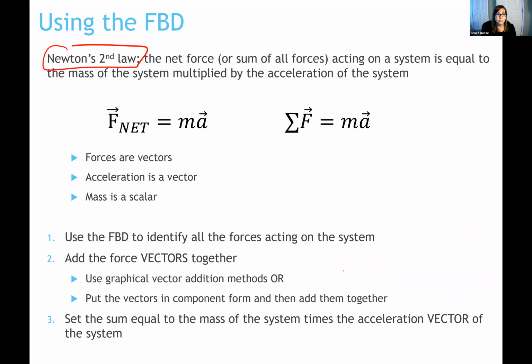But that's the idea. We use this free body diagram to identify all the forces so that we can add them up. That's it. And now you know all of the very basic things about how to draw a proper free body diagram.